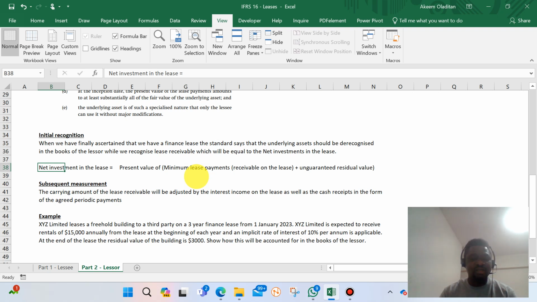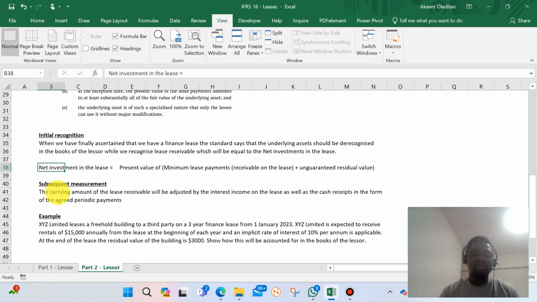We did something similar under the books of the lessee, where we had to discount the payment that the lessee will make on that underlying asset. So it's the same thing that we have to do here. It's just that this is on the part of the lessor, and whatever this investment we're talking about will be a lease receivable, unlike what we have as a lease liability in the books of the lessee.